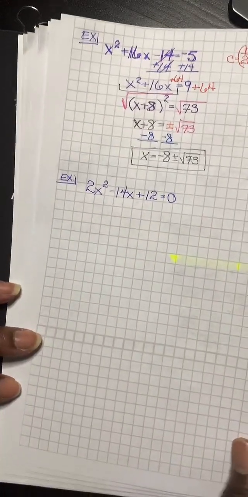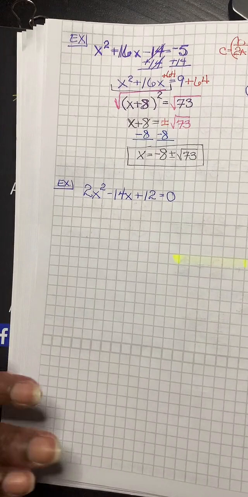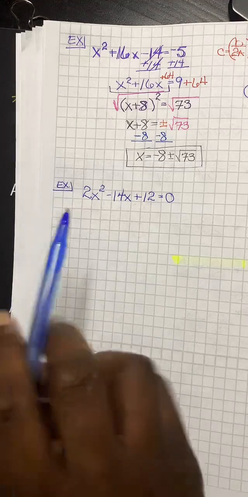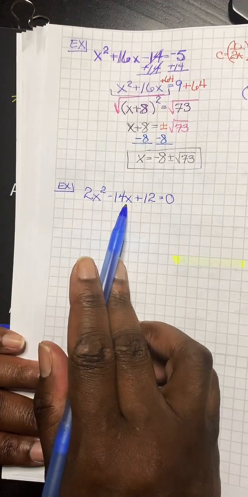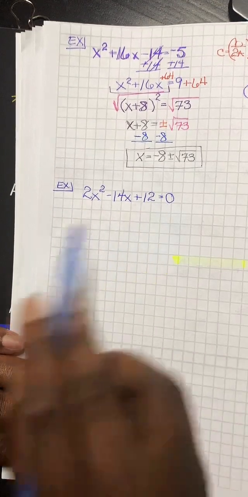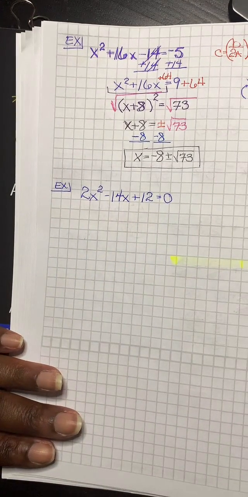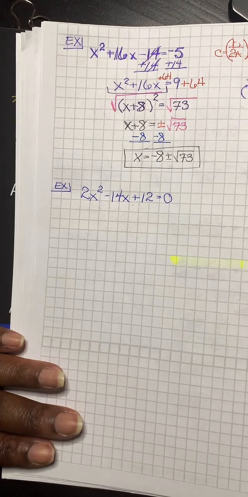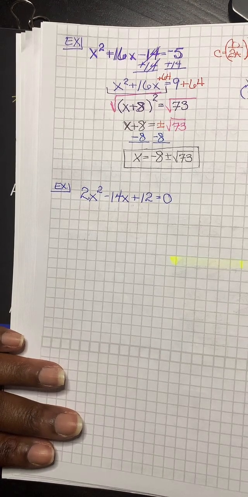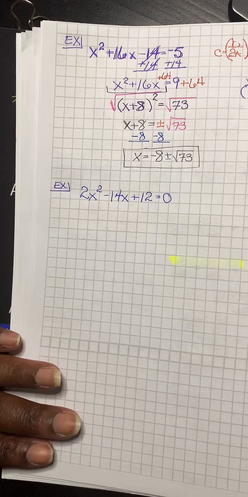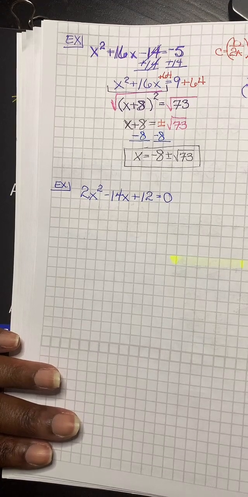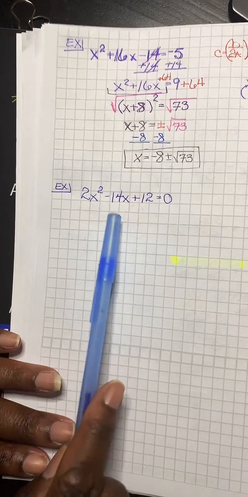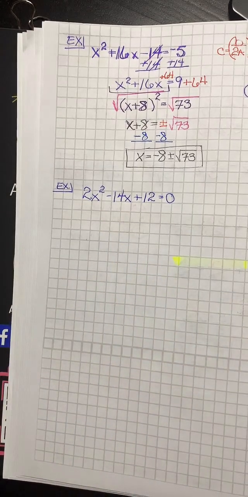All right. So now, what do you think would be our very first step for this new problem, which is 2x squared minus 14x plus 12 equals 0? What do you think will be the very first thing I should do? Okay, subtract 12. True. Subtract 12. But what's different with this one than the other 3 examples that we just did?